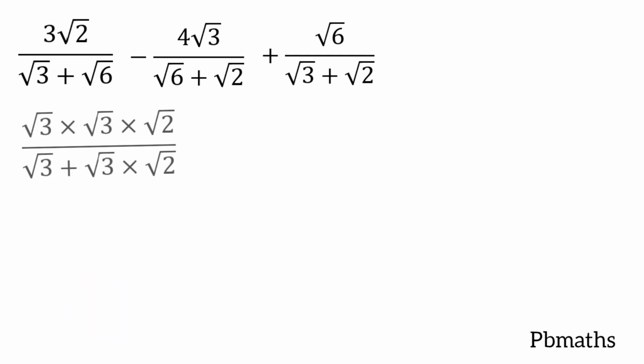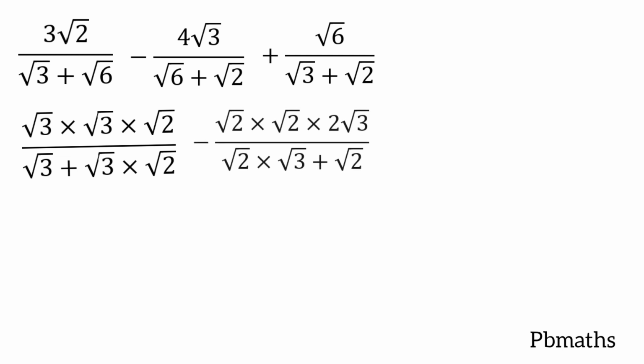3√2 could be written as √3 times √3 times √2, divided by √3 plus √6. Here √6 could be written as √3 into √2. Minus, in the second term, 4√3 could be written as √2 into √2 into 2√3, divided by √6, which could be written as √2 into √3, plus √2. And let's write the third term, √6 divided by √3 plus √2, as it is.